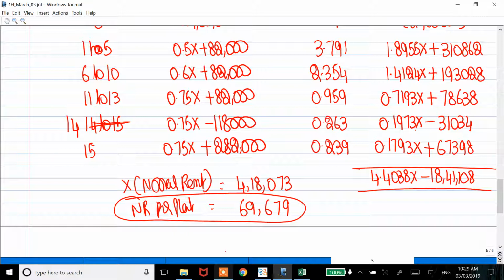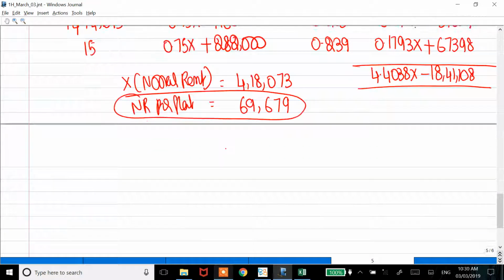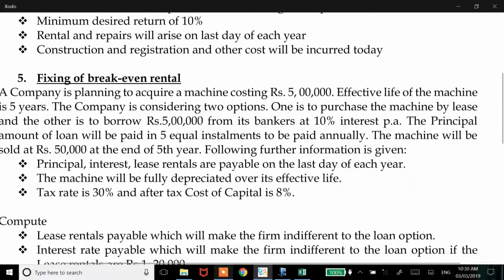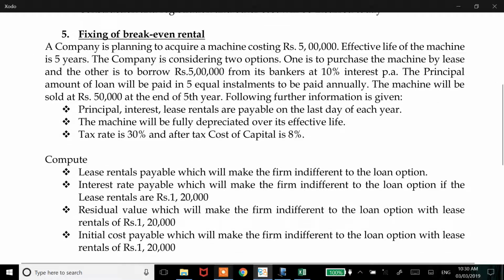Any doubts on this? Clear? Are you getting this? Can I proceed to the next question? Okay. Go through the next question. Go through question 5.